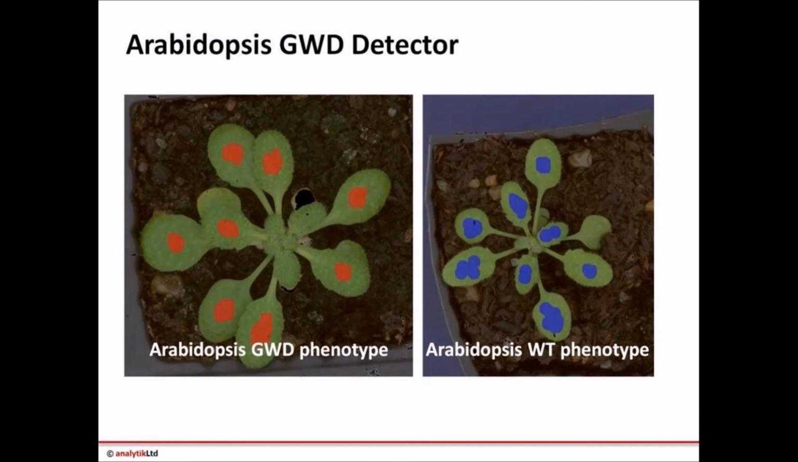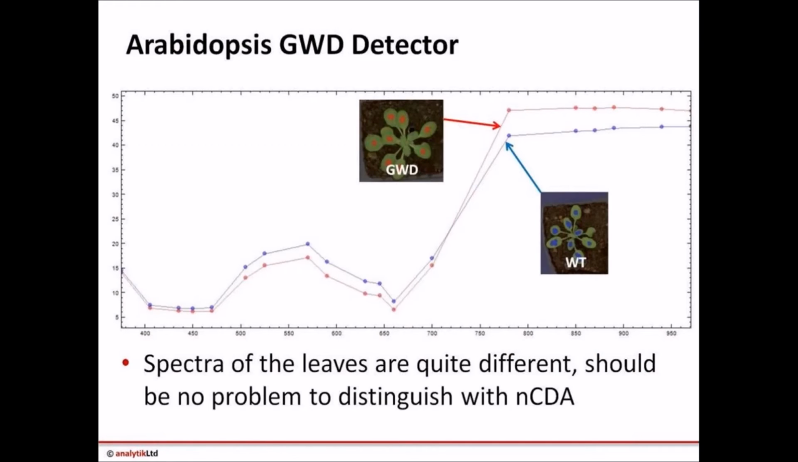But in the software, what I can do is highlight groups of pixels together. So on the left hand side, all these red pixels I've highlighted as an example group, and on the right hand side all the blue pixels. We're going to group those together and look at the spectral signature, and we can see that for the GWD phenotype in red here, although it's very similar to the spectral signature of the wild type in blue, it's got a very similar shape.